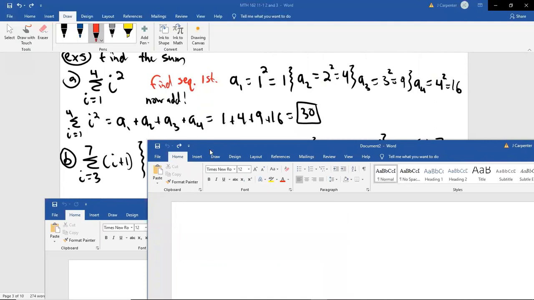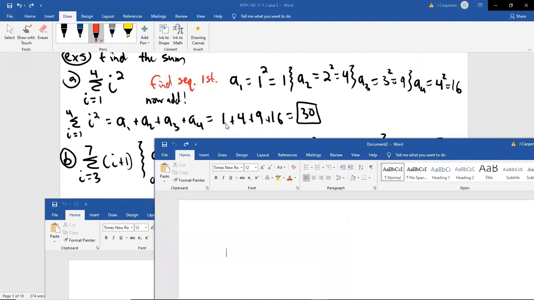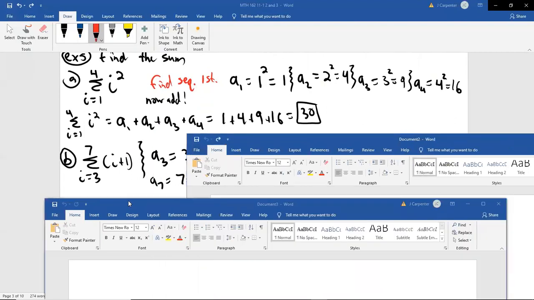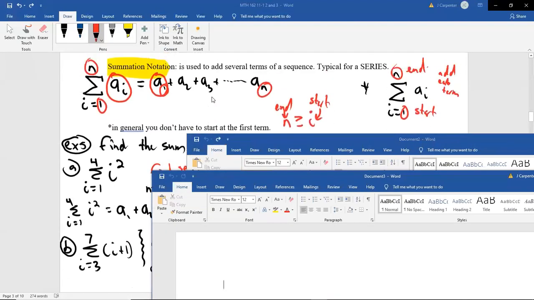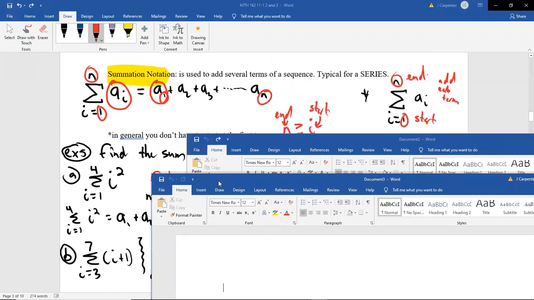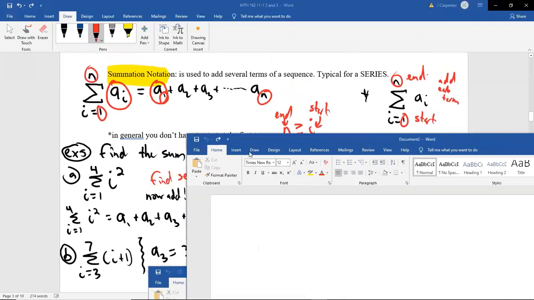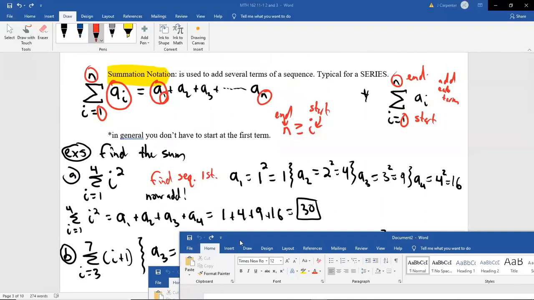So we're not going to find the first term. We're not going to find the second term. We're going to start with the 3rd term, which for the sequence i plus 1, just becomes 3 plus 1, which is 4. And then the 4th term would be 4 plus 1, which is 5.